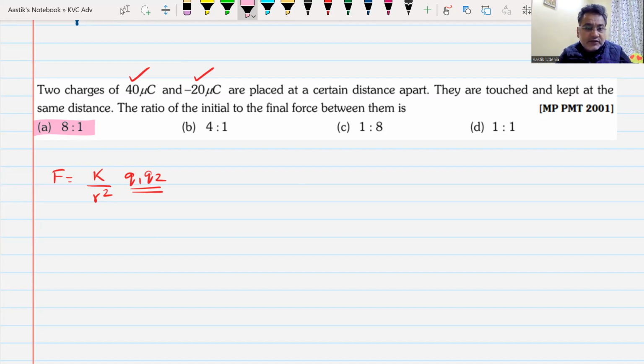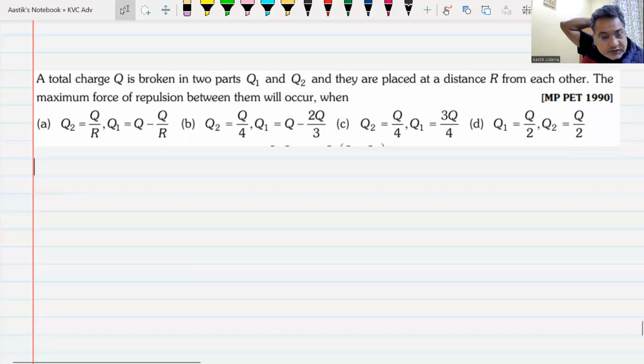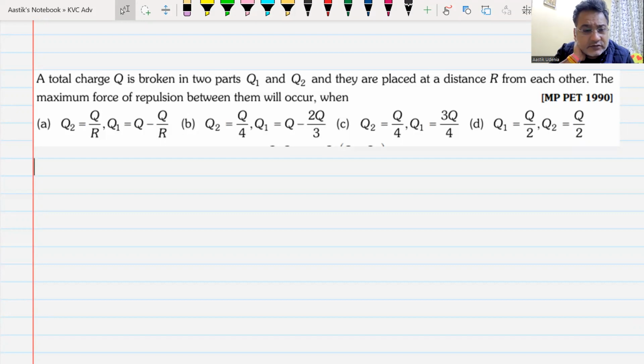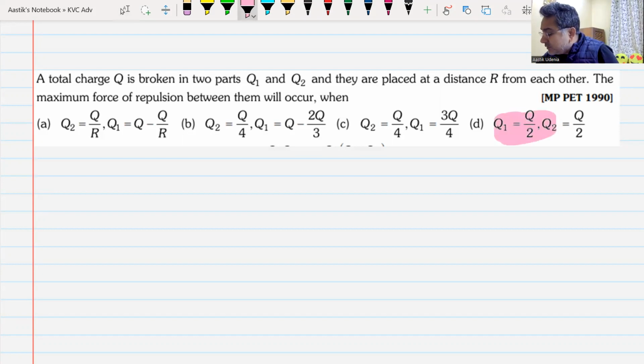The next question is one that, once you solve it, you will remember as a concept so that you don't have to solve it again. A total charge Q, I think we have done it in gravitation also, is broken into two parts, Q1 and Q2, and placed at a distance r. When will the maximum force of repulsion exist between them? Do you remember this question? Well, we have to understand and remember things. The answer is that it has to be half. I've done it in gravitation also. This is the electrostatic version of the same. So remember the answer for this particular case is half. The force is maximum when the charge is split in half. We have done it in gravitation also. Let us move on to the next question.